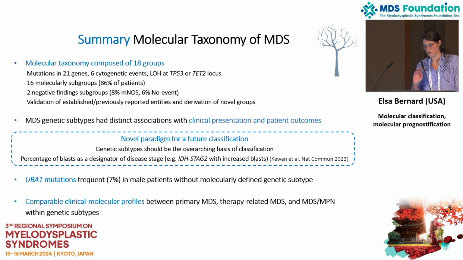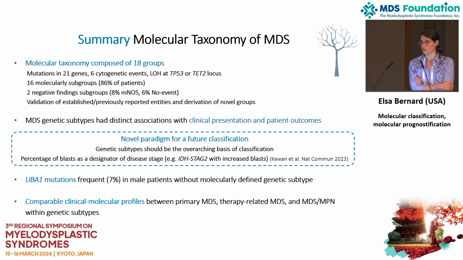So with that, I would like to summarize this presentation on the molecular taxonomy of MDS. Based on the analysis of the molecular profiles observed in patients, we defined a molecular taxonomy of 18 groups based on a small number of genes: 21 genes, 6 cytogenetic events, and LOH at TP53 and TET2. 86% of patients are classified based on molecular subgroups, but the rest is classified in groups defined by negative findings. And those MDS genetic subtypes had distinct association with clinical presentation and patient outcomes.